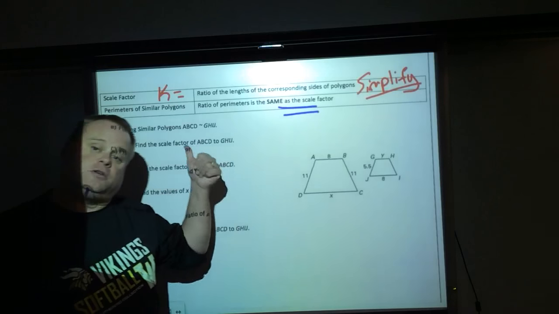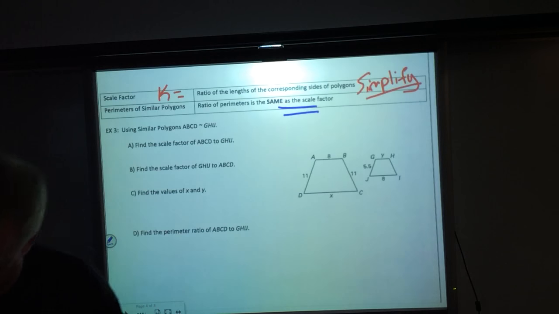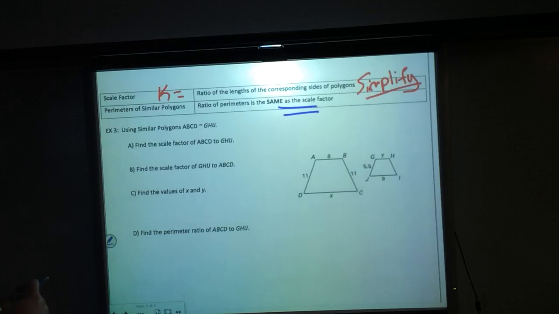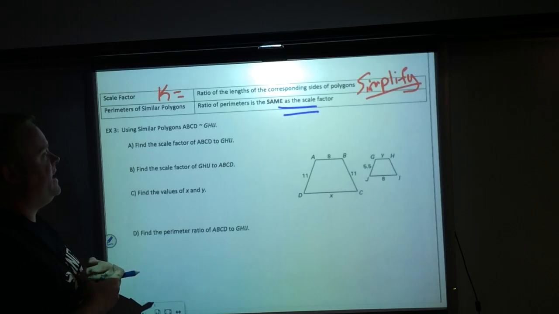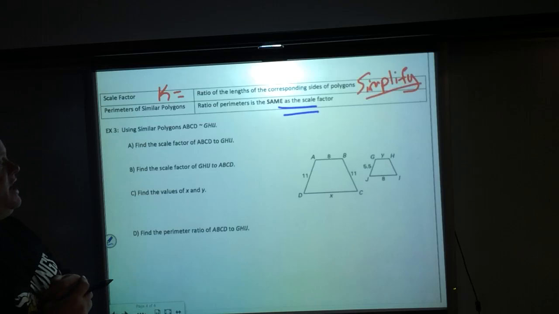We already know they're similar. We told you that, okay? They're similar. So let's go ahead and start finding some stuff. Find the scale factor of ABCD to GHIJ.